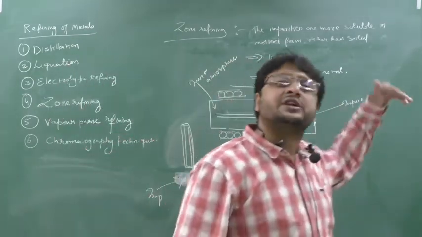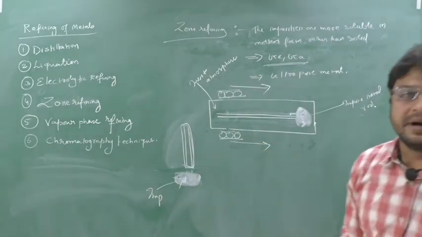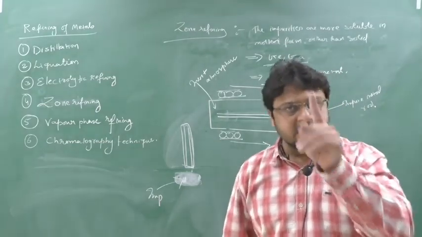This process is repeated 2 to 3 times to obtain the ultra pure metal. I know you have not understood completely. See the video, you will understand.